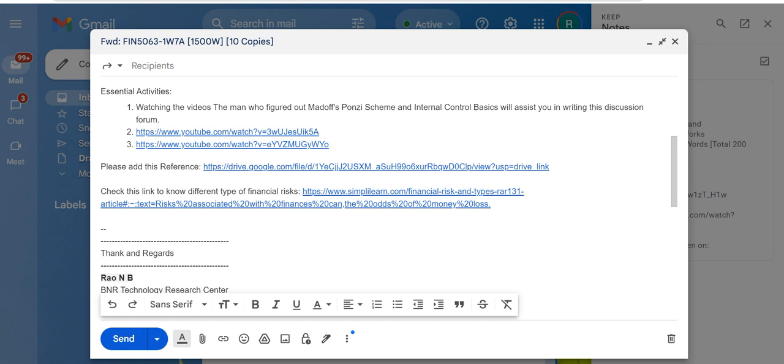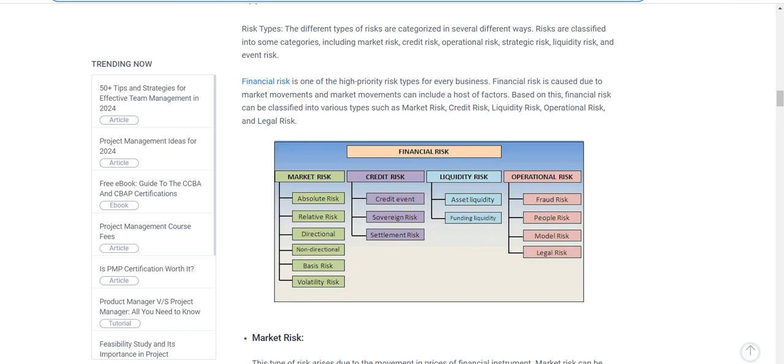To make you understand what usually financial risks are, and what different types of financial risks an organization can experience, I have given you a link. Just click on this link and scroll down to find this. These are the main types of financial risks: market risks, credit risk, liquidity risk, and operational risk.